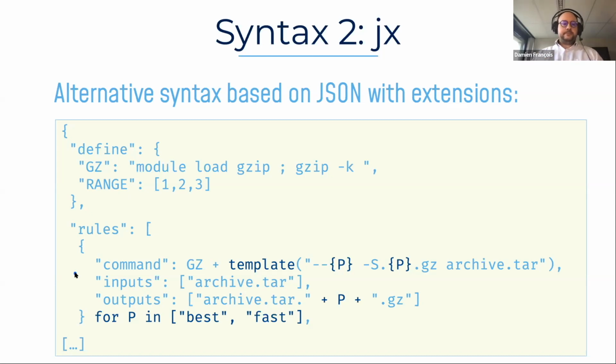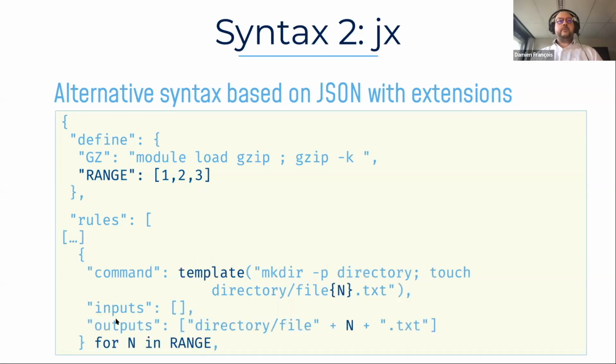Makeflow file more compact. Here is another example where I use again the for loop, but here I specified the range as a variable which is defined here, and I use again the template command here to use the curly braces notation, but actually you can also use string concatenation like this. It will work. So this will specify an output, which is directory / file, and then 1 for the first, and then .txt, and the second one will be file2.txt, the third one file3.txt.